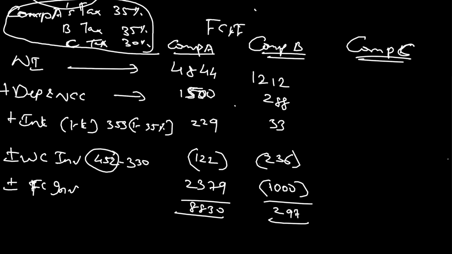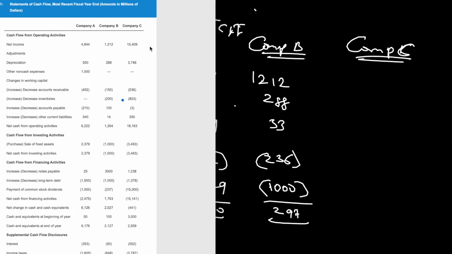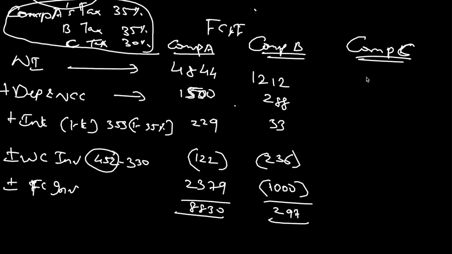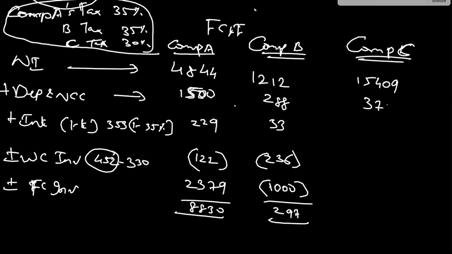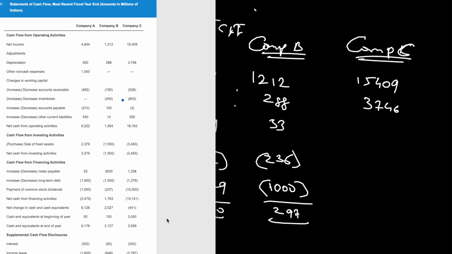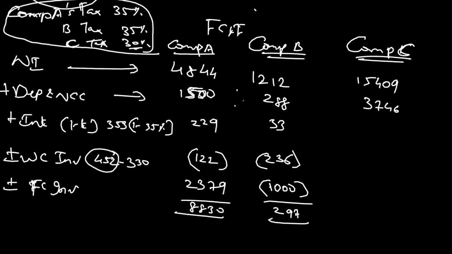Similarly for company C also, net income 15409, depreciation 3746, then interest into 1 minus tax. For the third company, we are taking tax rate as 30%, and interest is 552. So if you calculate, it will come to 386.